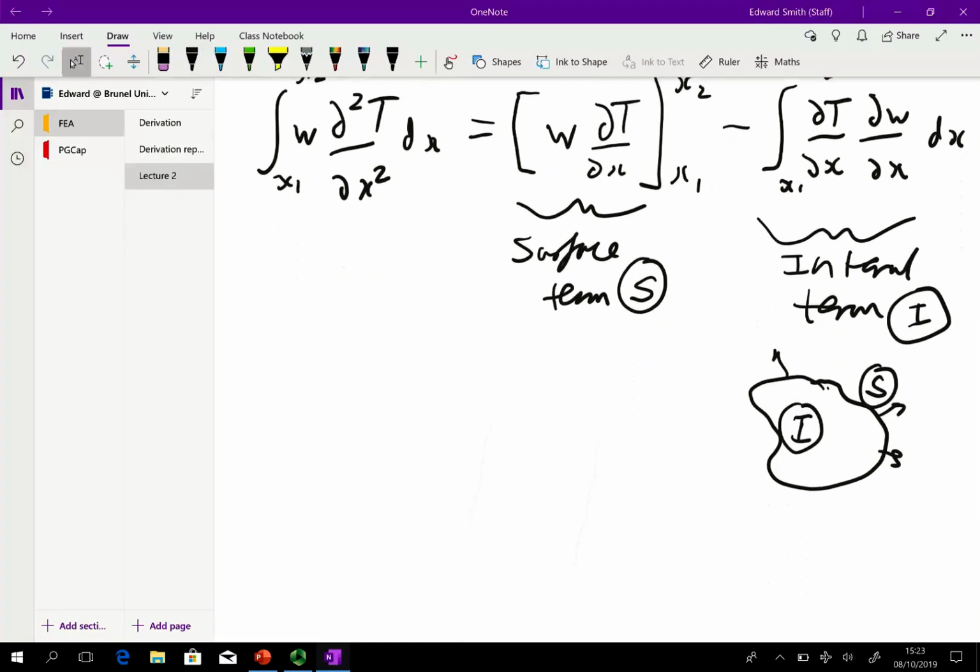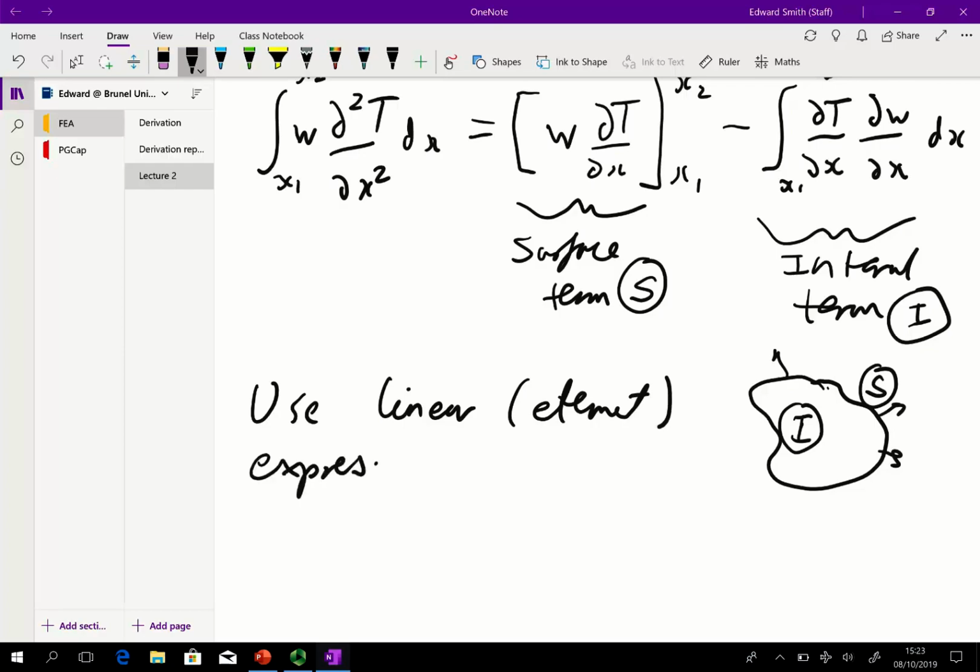Okay, so first of all we're going to try and approximate our internal term. So the next step is to use linear element expressions in the equation. So we're going to start by putting them into the internal term here.